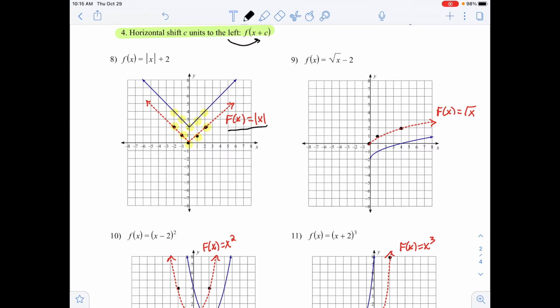So again, we took every one of the points of the parent function and we shifted it up 2 units. And that gave us this graph here. And here are the points that we shifted up.